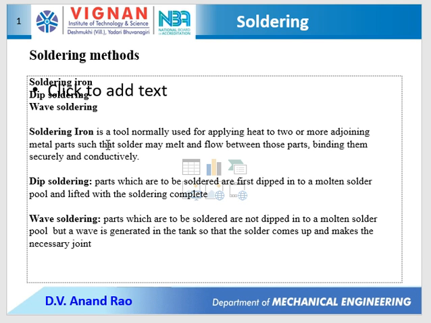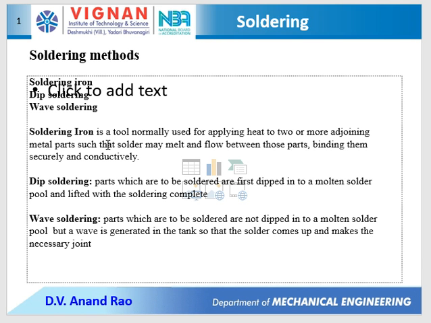Next method is dip soldering. In this case, we will join two metals by doing a cleaning process. First of all, we have to clean these two plates. After that, we have to arrange them in the required joint manner. Then we have to place these two parts in the pool of molten solder. Then after that, we have to remove these two metal parts, which will be joined, from the pool.